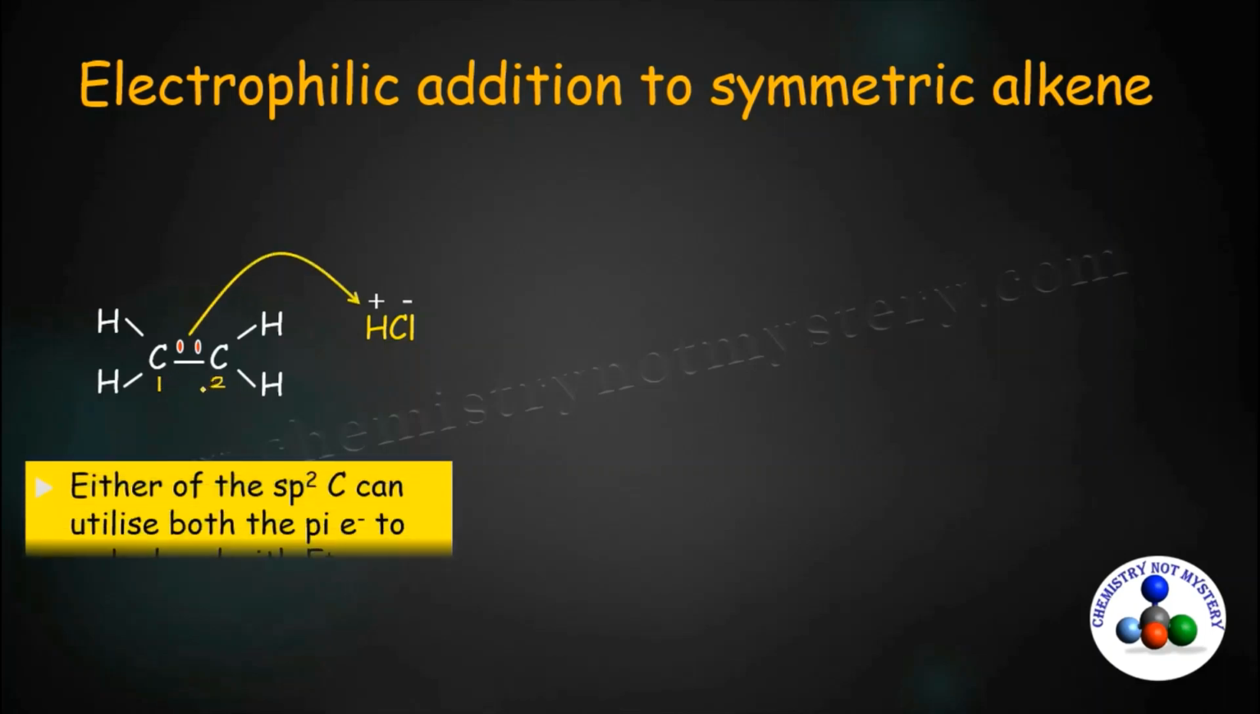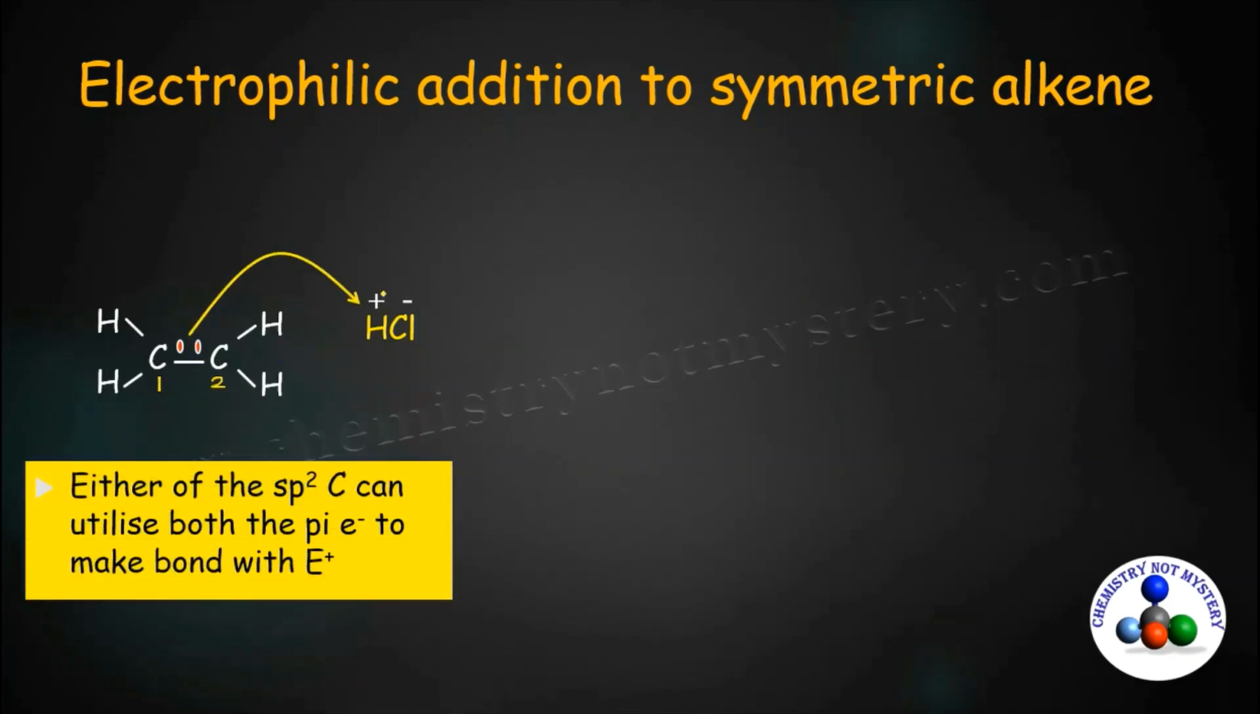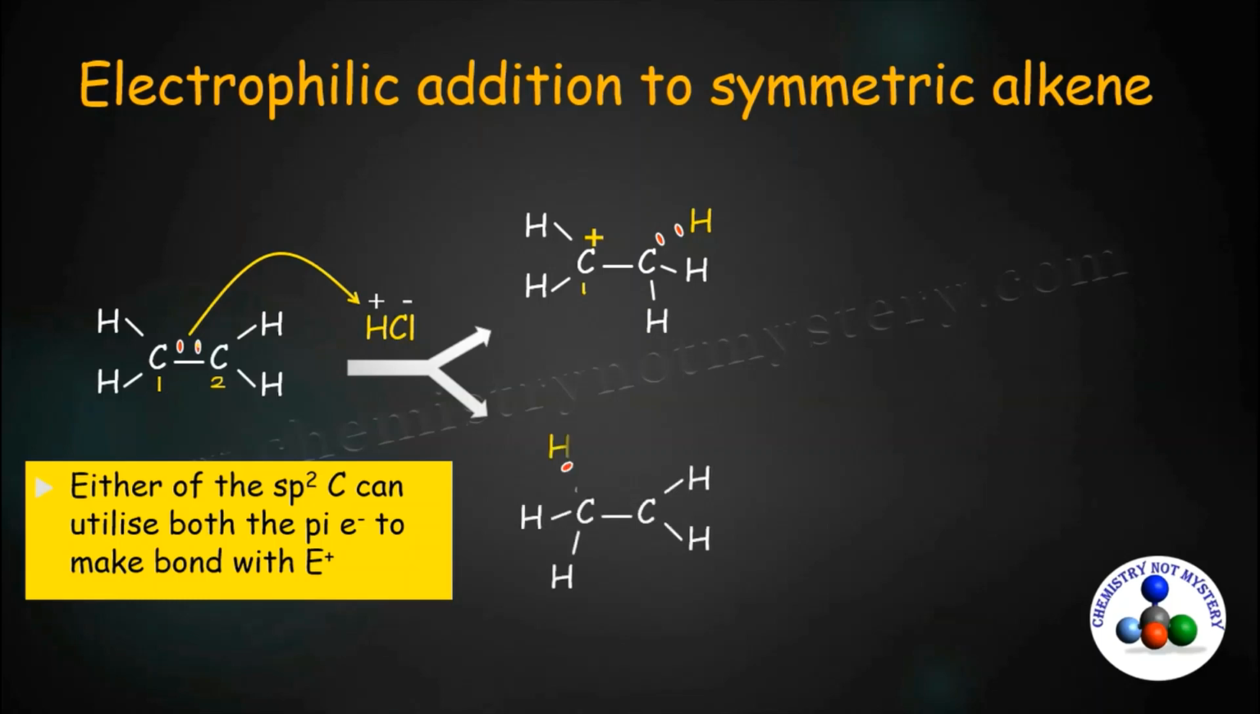Either of the carbon can utilize both pi electrons to make bond with the electrophile. For example, if carbon 2 utilizes both the electrons and forms bond with H plus ion, carbon 1 will develop positive charge as it is left with no electrons. Now in the second condition, when carbon 1 utilizes both the pi electrons and makes bond with H plus, carbon 2 will be left with no electrons. It will develop positive charge.